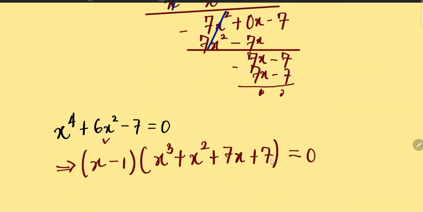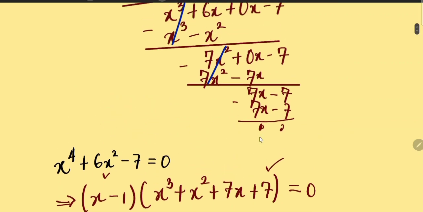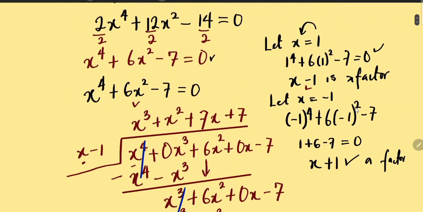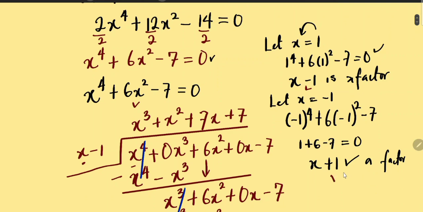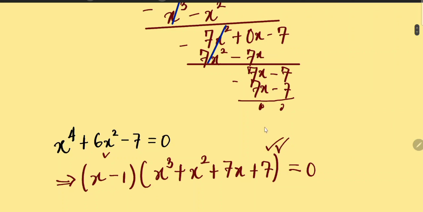We are not done because we've just gotten two factors. That is, we just factorized this into two expressions. We still need to factorize this, but don't forget that earlier we said x plus 1 is also a factor. So let's use x plus 1 to divide this polynomial, and let's see what we have.